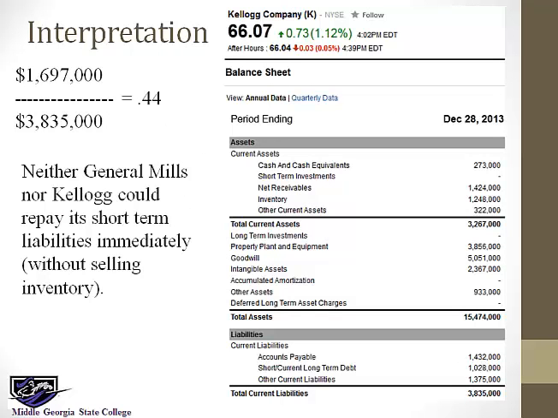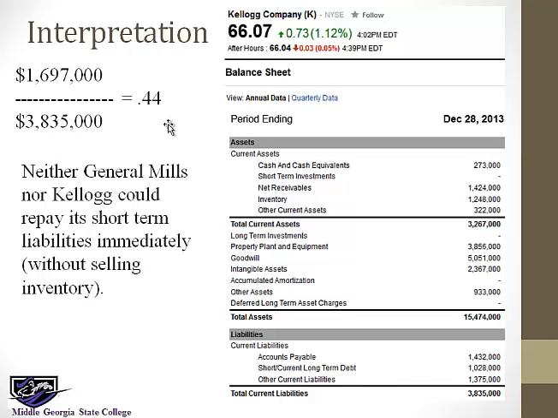Let's look at Kellogg and compare it to General Mills just to get an idea. So we went and got Kellogg's balance sheet off of yahoo.com, and we see here that they didn't have any short-term investments. They had cash plus receivables, so we added the 273 and the 1424, and that gave us the 1697. And then down here, current liabilities was our denominator, and their quick ratio or acid test ratio is 0.44.